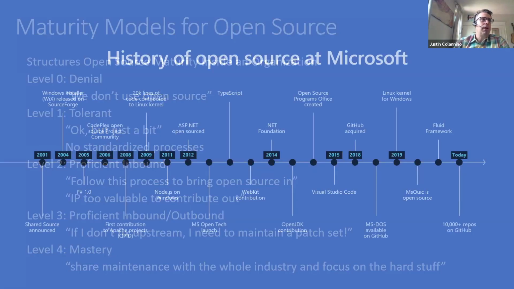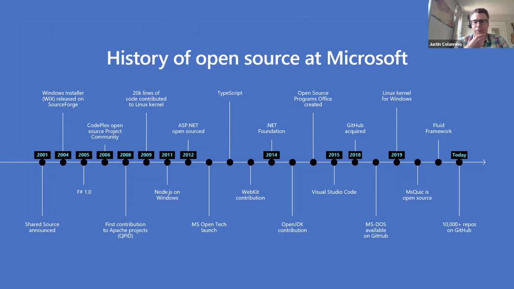And if you look at Microsoft's journey, I think we can pull out some key places. Shared source was this idea that you can look at the source, but you can't modify it, and we're not taking patches. Back in 2001, that's the denial version. Wix, which is the packaged installer stuff if you ever install software on Windows, came out in 2004. That was an open source project under the Microsoft Reciprocal License, I think, at the time.